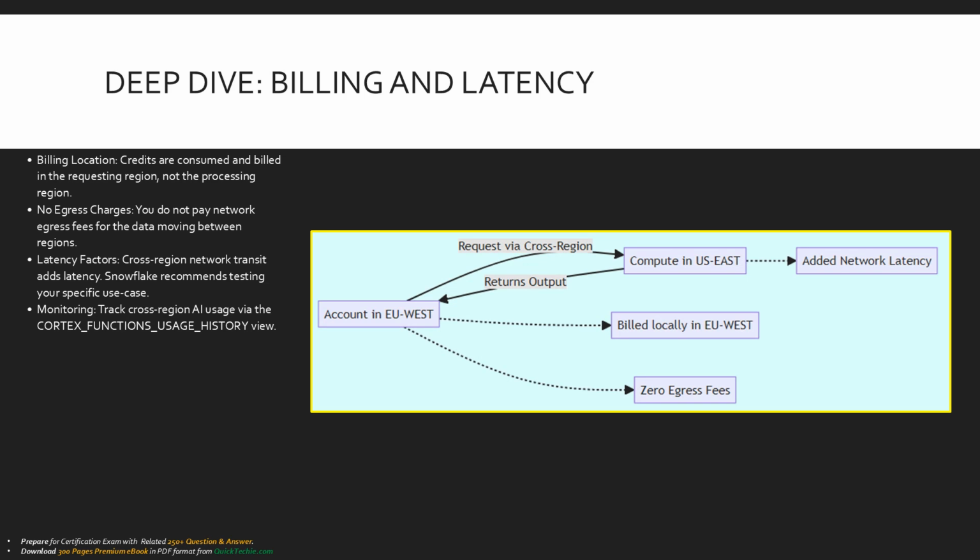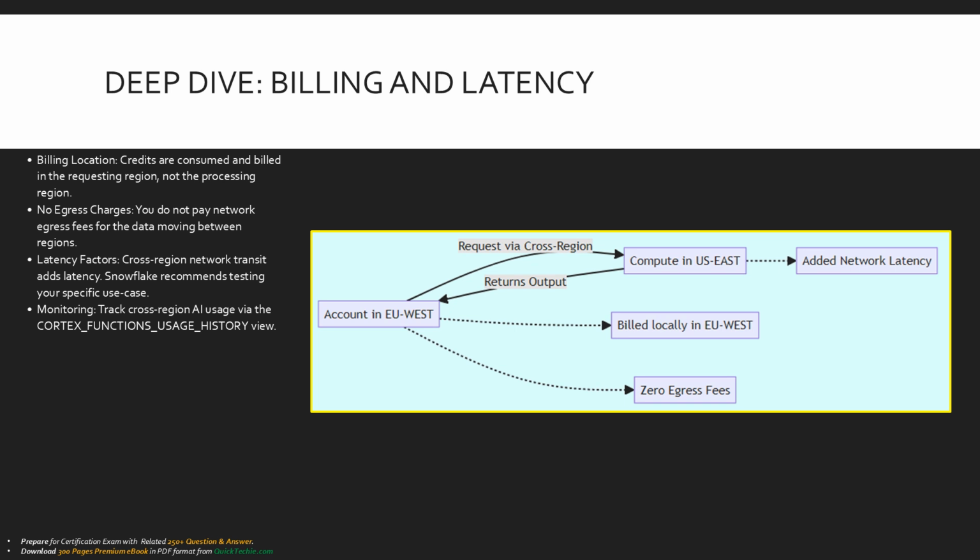As senior professionals, we must manage the economics of our architecture. How does billing work when compute happens somewhere else? Snowflake simplifies this brilliantly. Credits are always considered consumed in the requesting region. If your database is in US East 2, but the LLM runs in US West 2, your bill reflects usage in US East 2. Furthermore, Snowflake absorbs the data transfer costs.